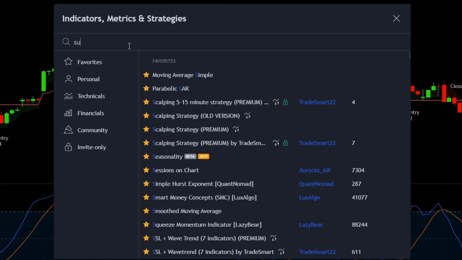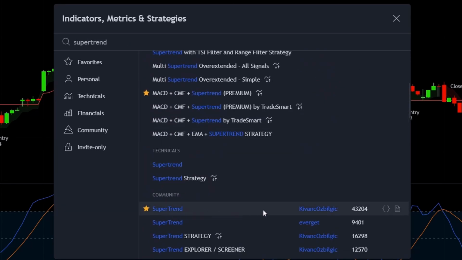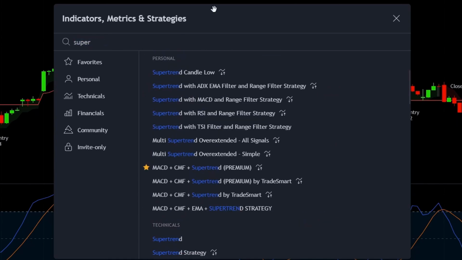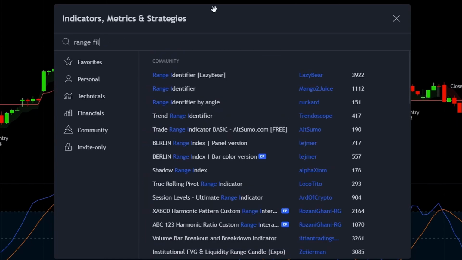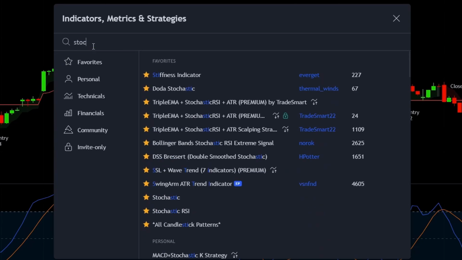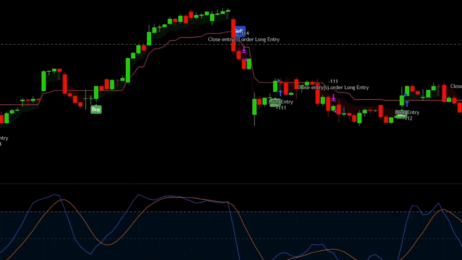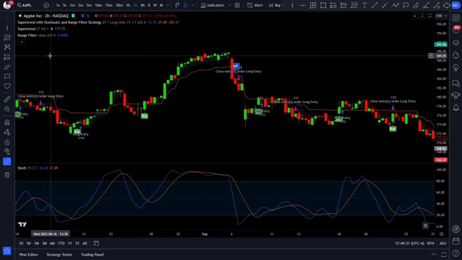First type in super trend and add this one to your chart. Then type in range filter and click on this one. Next add the stochastic, this one, and with that you have all of the indicators on the chart. But as always, I optimized the strategy script, so we need to change some settings.